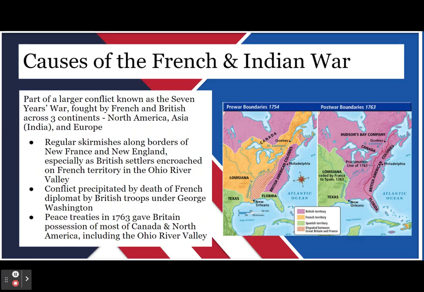The peace treaties in 1763 gave Britain possession, as you can see in the second image, of most of Canada and North America, including the Ohio River Valley. And you'll notice actually for a little while, France had virtually nothing. This green area here, that's actually Spanish territory right after the war. The French had to give up Louisiana to Spain in 1763 for their support in the war. They are going to get it back later. And then, of course, as we'll see later, they'll finally sell it to the Americans. But we'll talk about that in another unit.